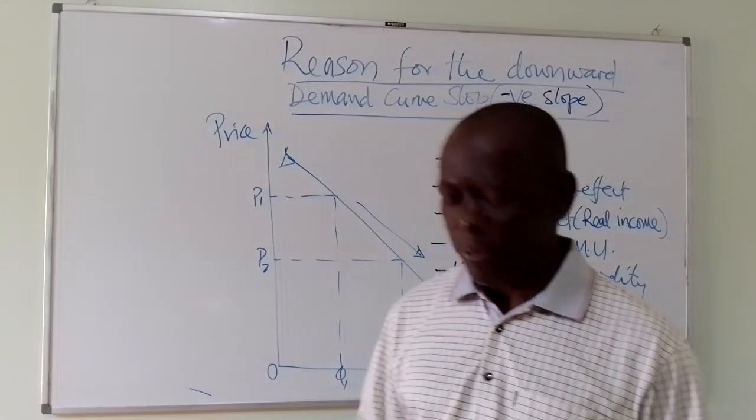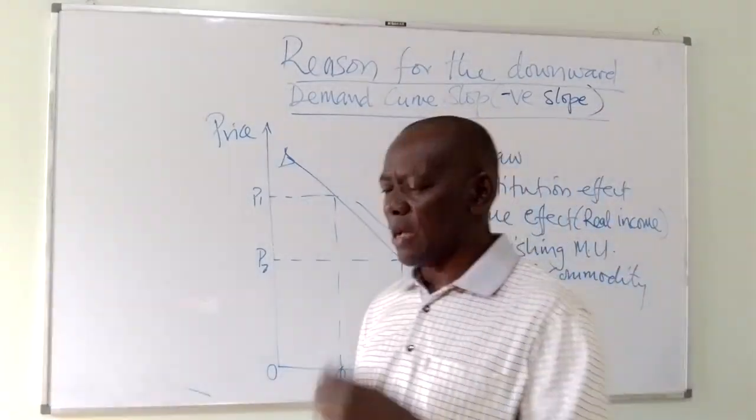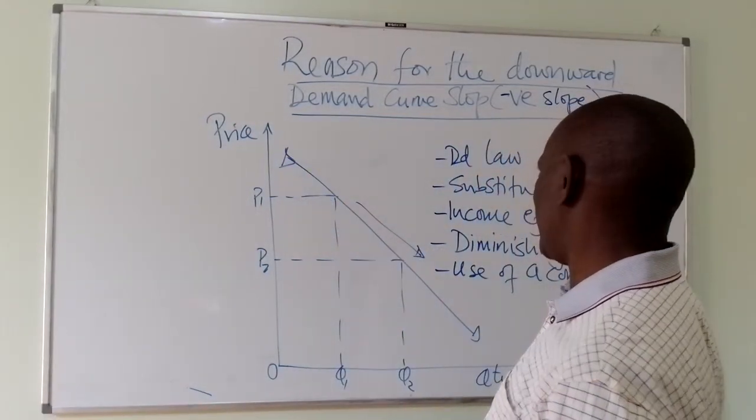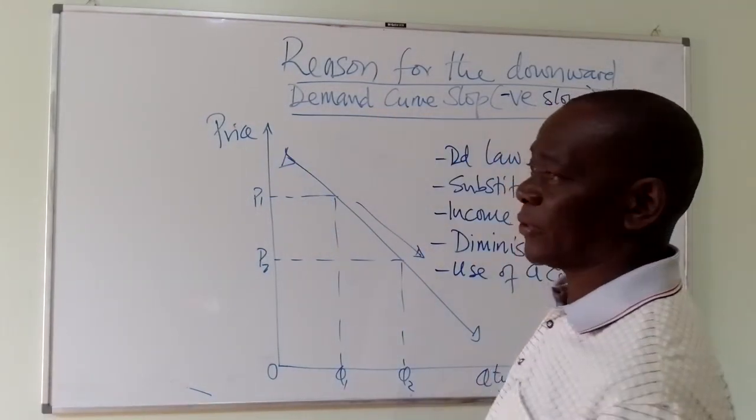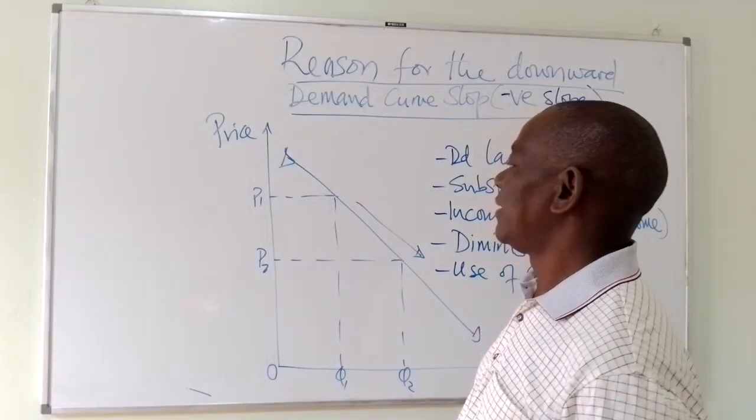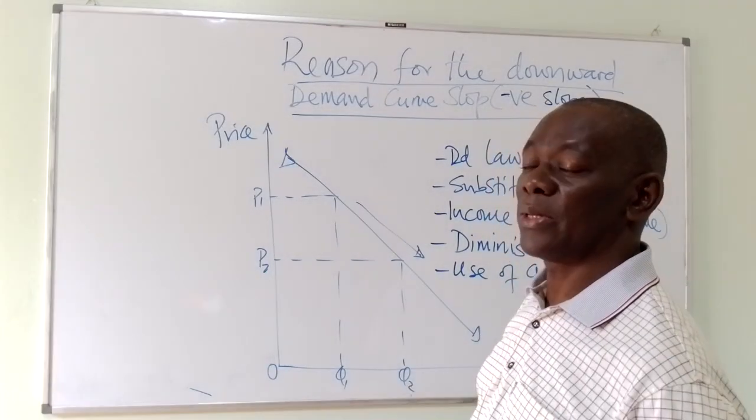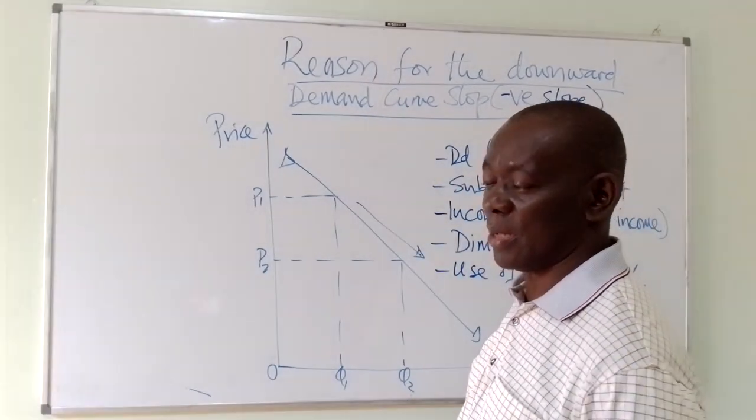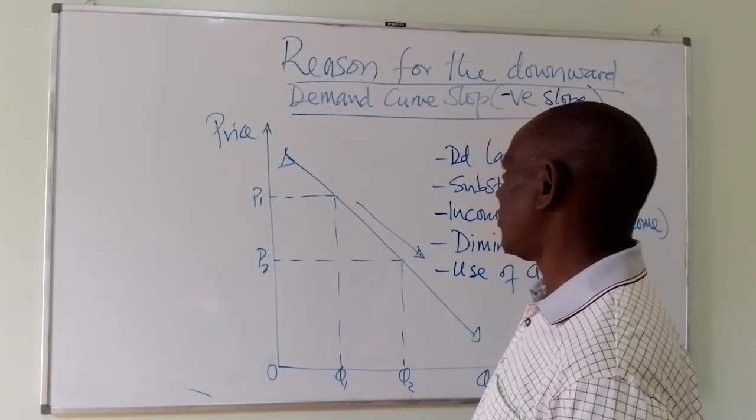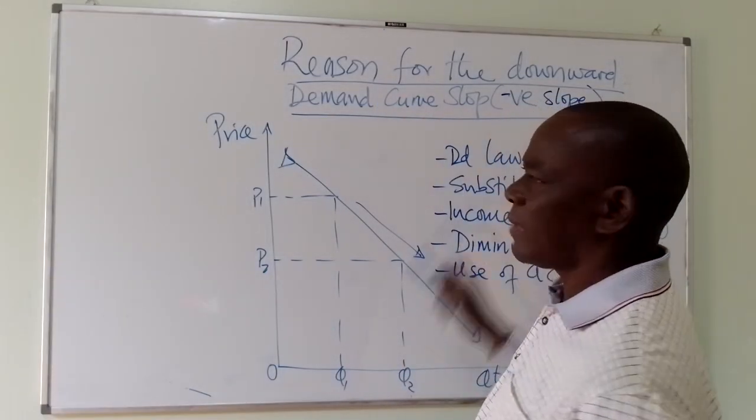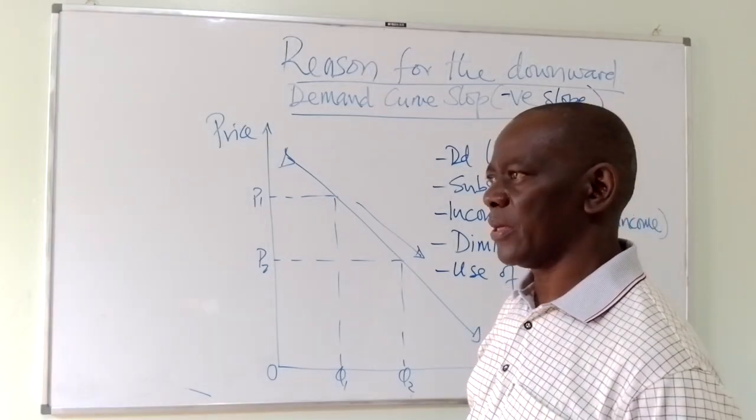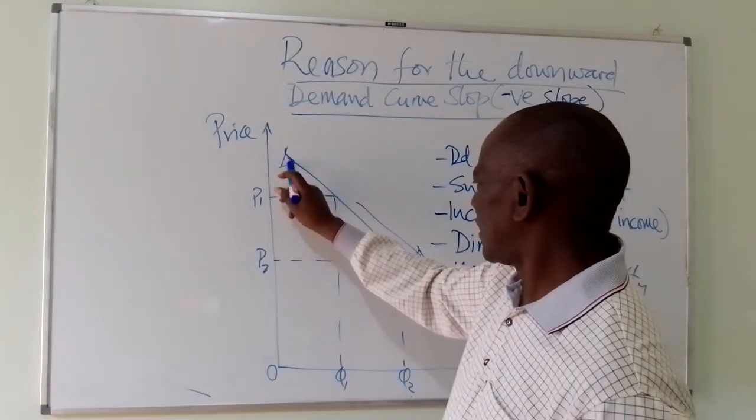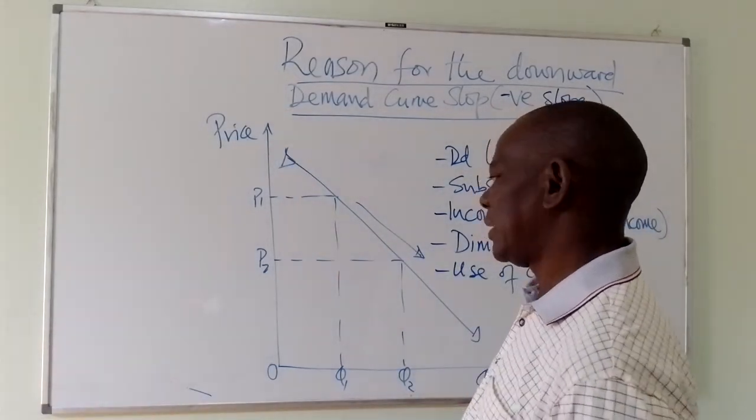We are looking at the reasons why the demand curve is downward sloping from left to right. In other words, it has a negative slope. As we said, economics is mathematics related, so we use some of the terminologies in mathematics within economics. So why is the demand curve downward sloping, why does it have a negative slope? It starts from the left and goes downwards to the right.